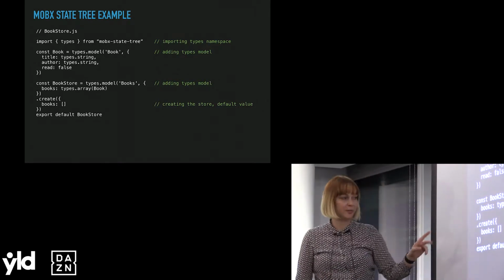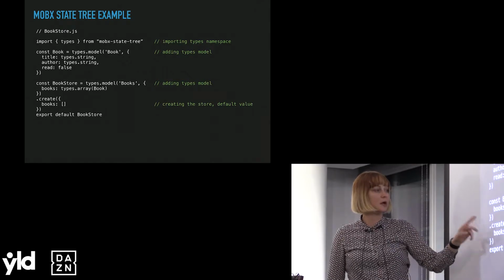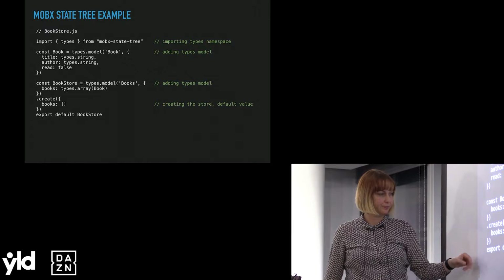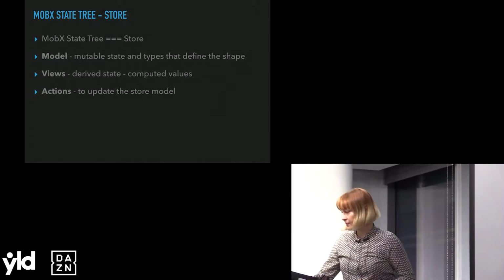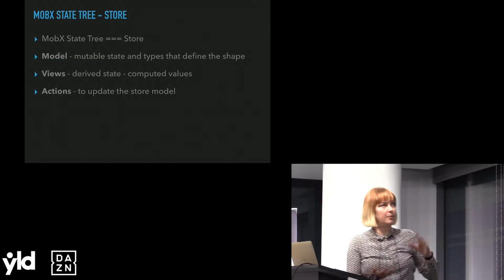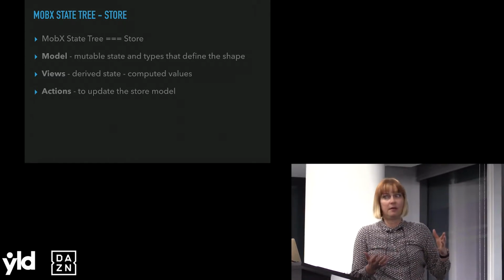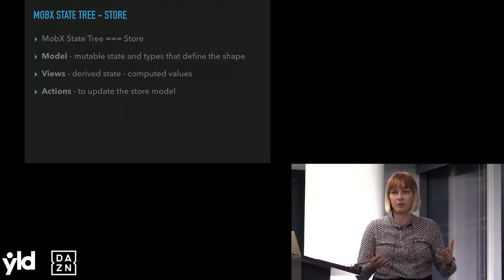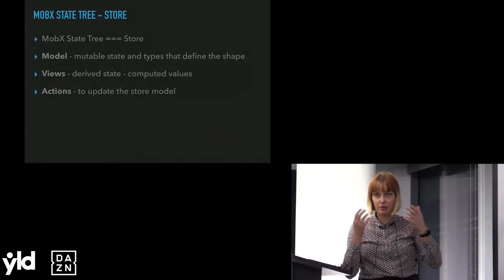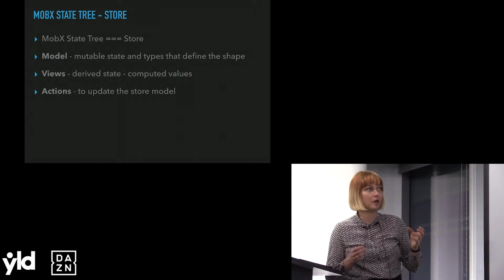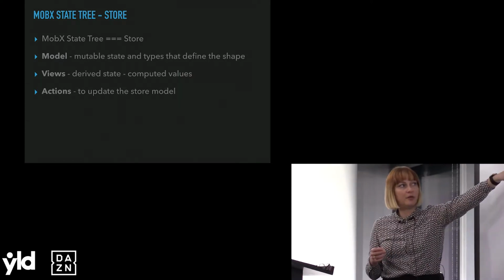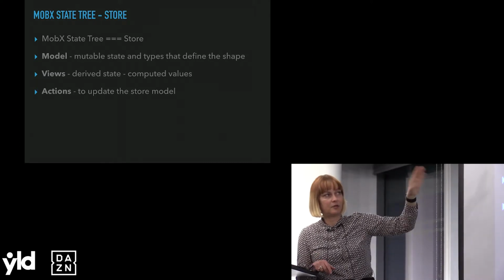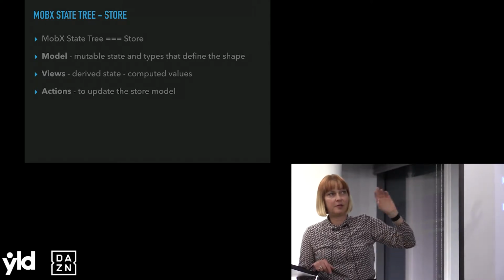It can accept two parameters. About the second one I will talk later. The first parameter is the default value. So Mobx State Tree is a store. In Redux you're also using a store, right? So try to reference it as a store. I was talking about the model that has this mutable state and types that define the shape.